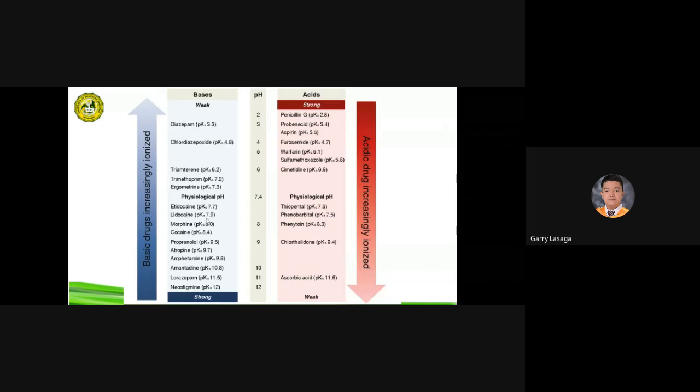Example, lidocaine is a strong acid. No, it is a strong base. It has a pKa of 7.9. Diazepam is a weak base. It has a pKa value of 3.10.